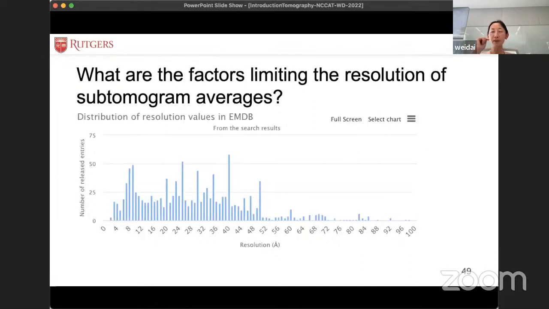One of you mentioned you have some single particle experience before. I don't remember who that person is. How about data processing?